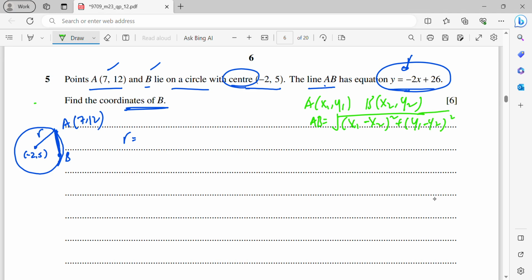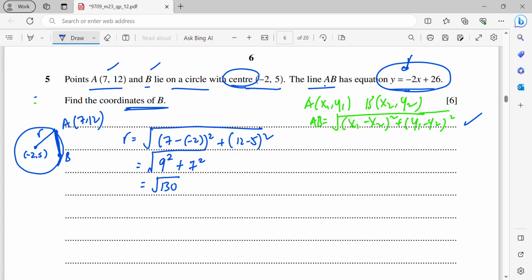Okay, so now I will use this formula to calculate the radius, which means it will be the square root of (7 minus -2) squared plus (12 minus 5) squared. Then from here you will get the first one is 9 squared, and then 12 minus 5 is 7, so I will get 7 squared. Now when you take the square root of the sum of this, it will be the square root of 130.